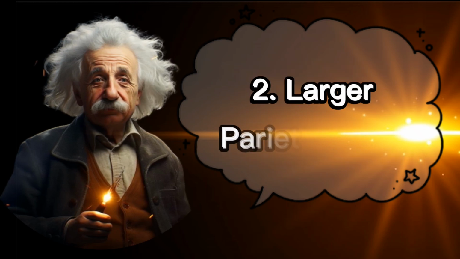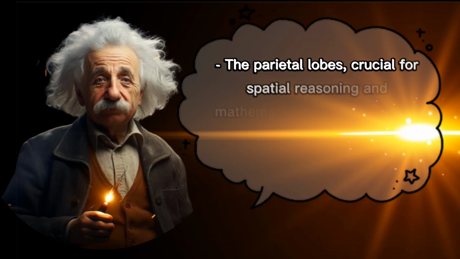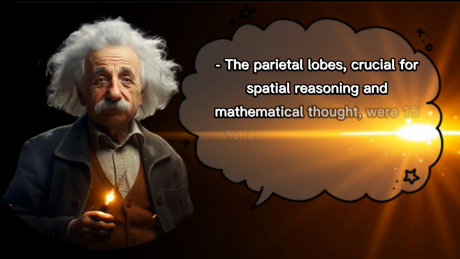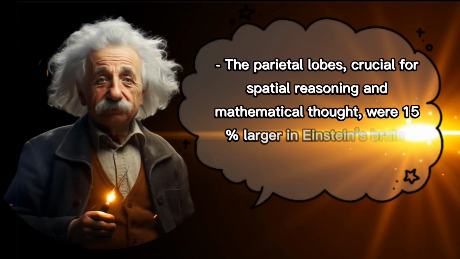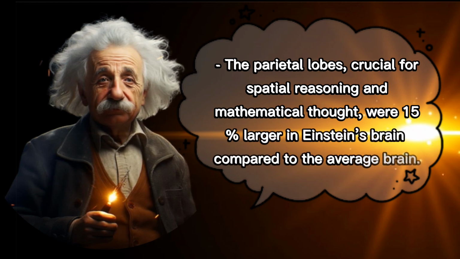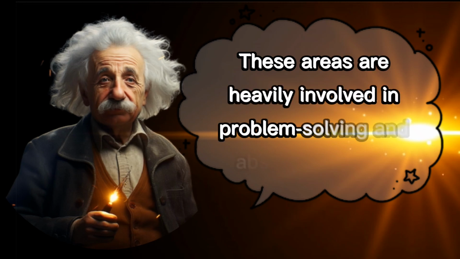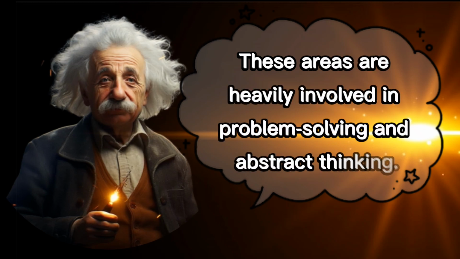2. Larger parietal lobes. The parietal lobes, crucial for spatial reasoning and mathematical thought, were 15% larger in Einstein's brain compared to the average brain. These areas are heavily involved in problem-solving and abstract thinking.